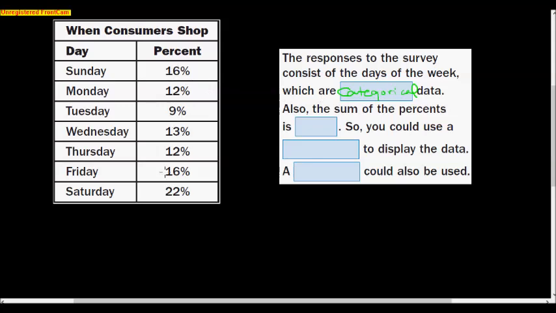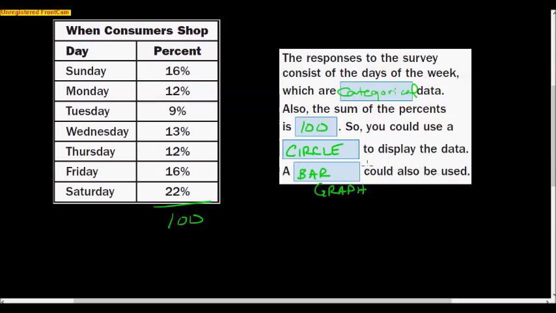Alrighty, the sum of all these percents, since we did every day, should add up to 100%, which it does if you check it out. So also the sum of the percents is 100%. You guys want to get this in your note packets here. Since we've got percents here, and they add up to 100%, you could use a circle graph, or a pie chart. Also, since you have categorical data, you could use a bar graph. That could definitely be used there. I don't think I can fit graph in there, so I'm just going to put it down there.